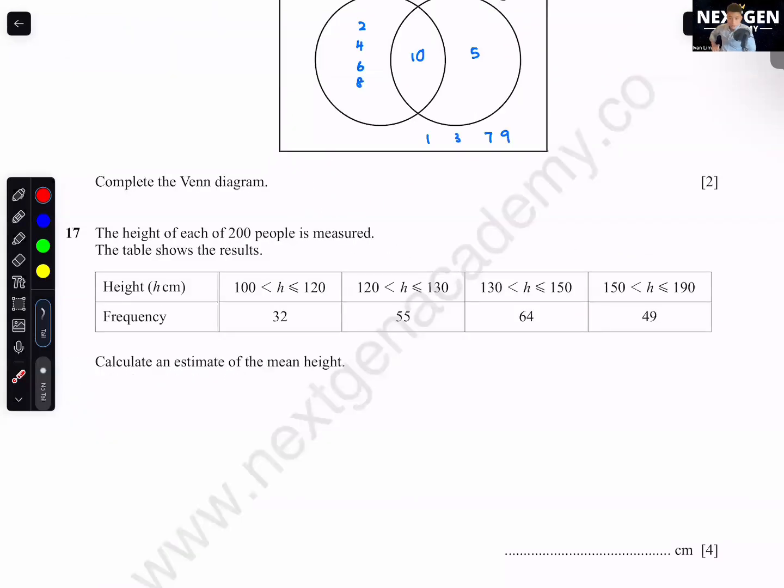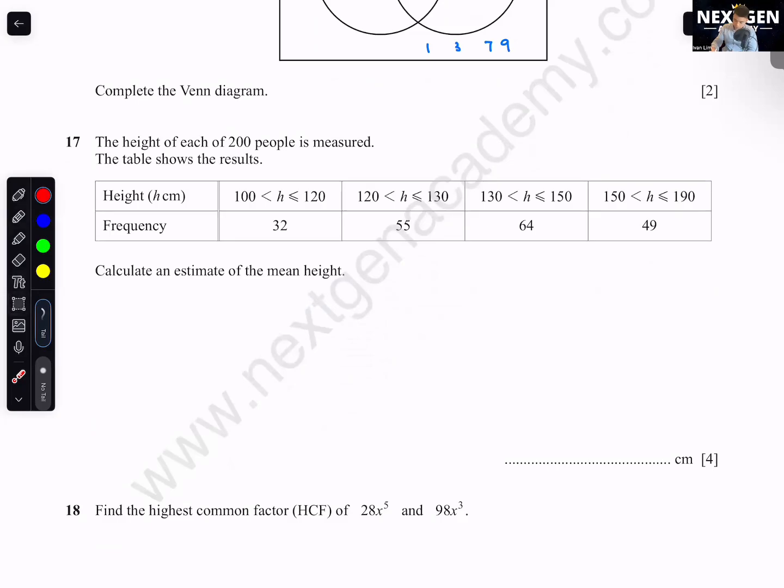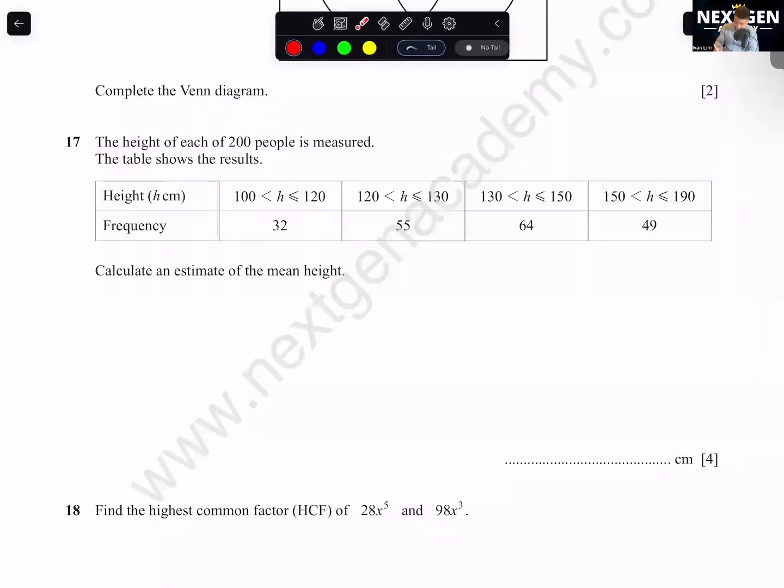Question 17. The height of each of 200 people is measured. The table shows the result. Calculate an estimate of the mean height. Okay, what's the formula of mean? Write down first. Mean is sum of fx over sum of f.